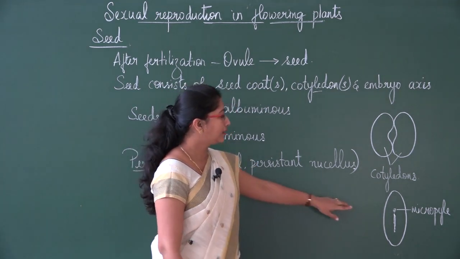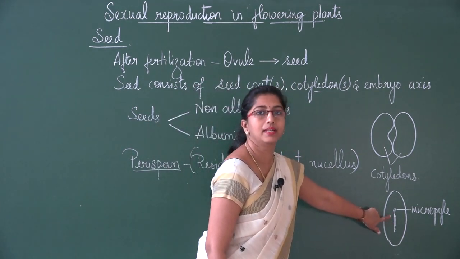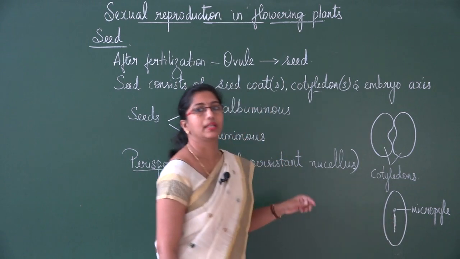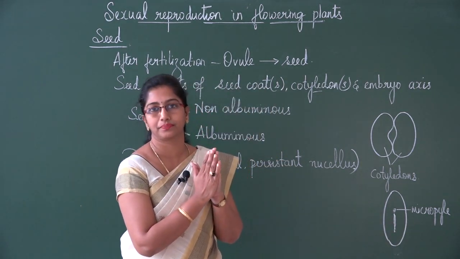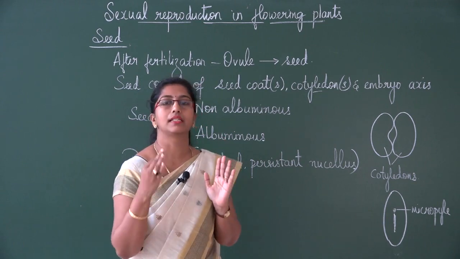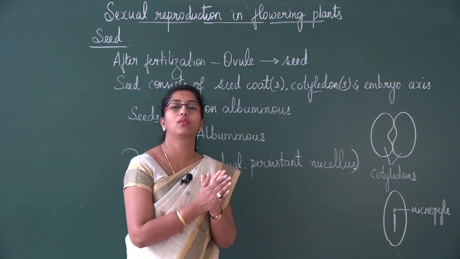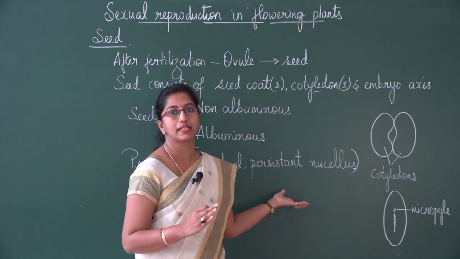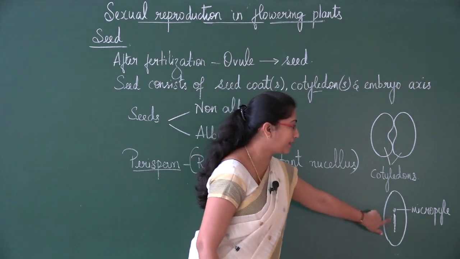Now this micropyle, below this you can see a scar. So this scar, what you see is, again, compare it with the structure of ovule. It had a stalk called as funicle, and it was attached to the body of the ovule at a point called as hilum. So that makes a scar here.